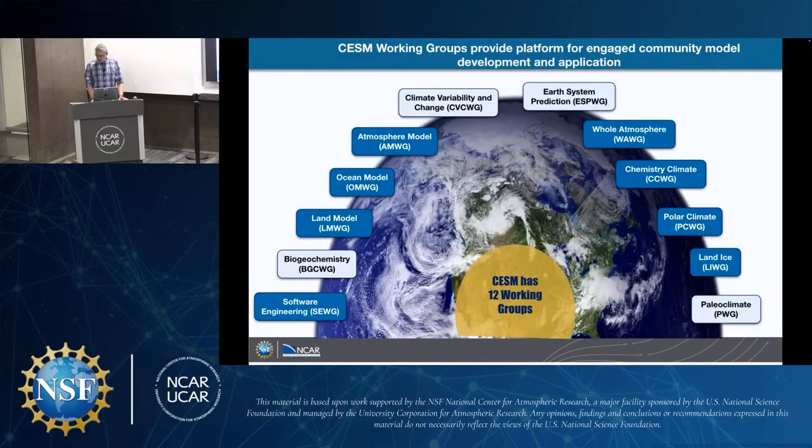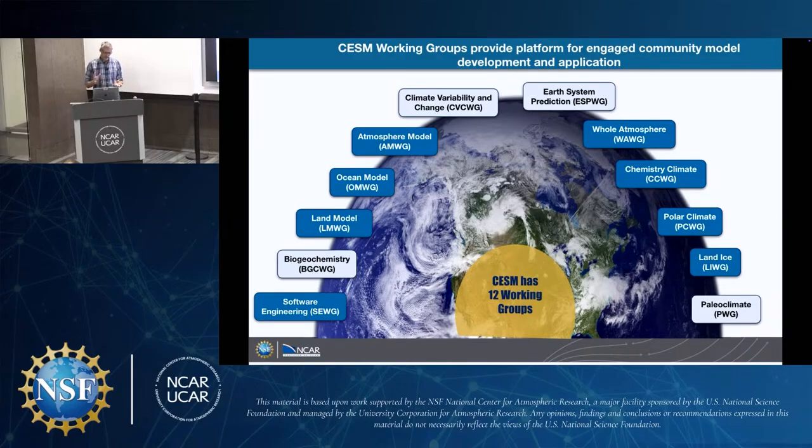So finishing up here, we have these working groups that we use to organize our activity. There are 12 working groups in CSM, and hopefully you will find a working group that you're interested in getting involved with. It's a totally open process. There's no application process. You just show up and you're part of the working group.